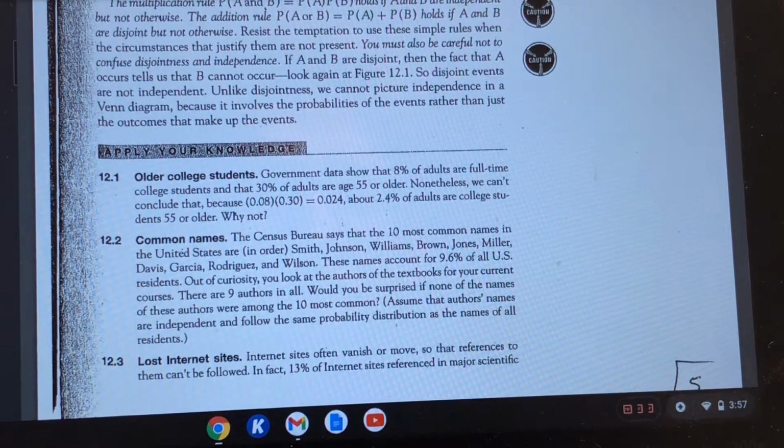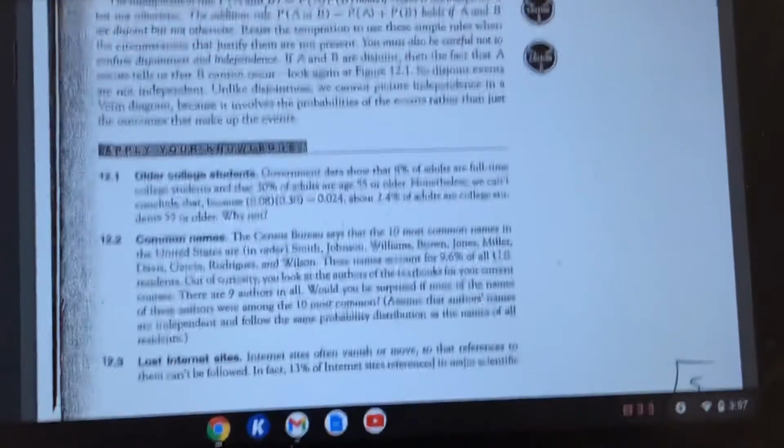Government data show that 8% of adults are full-time college students and 30% of adults are also 55 or older. Nonetheless, we can't conclude that 2.4% of adults are college students 55 or older, okay? It would have to be 8% of adults are full-time students, and of those full-time students, 30% are 55 or older. That's how we can multiply it.